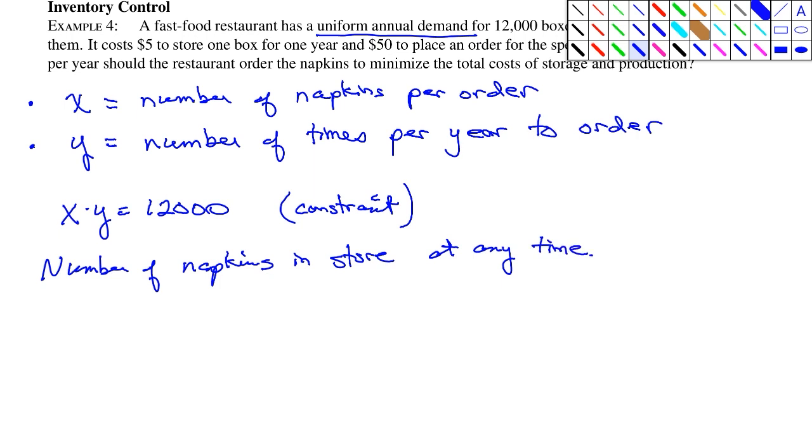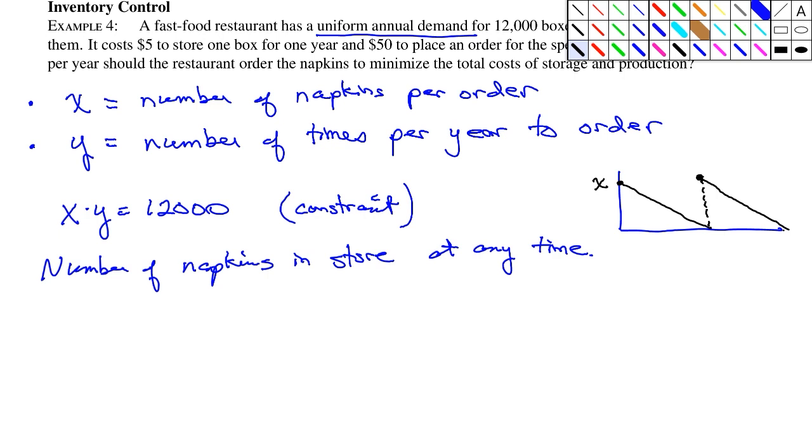the napkins are being used by our customers, but the question said that they were used at a uniform rate. It was a uniform annual demand. Uniform annual demand, in this case, means that we're using napkins at a continuous rate. So, if I draw a little graph of what this situation looks like, when I order my napkins, I have X napkins, and I'm using them at a constant rate. And then when they get down to 0, that's when I want to resupply, and then they get used at the same rate. And then this just keeps on going, etc.